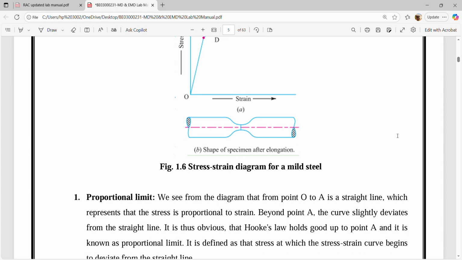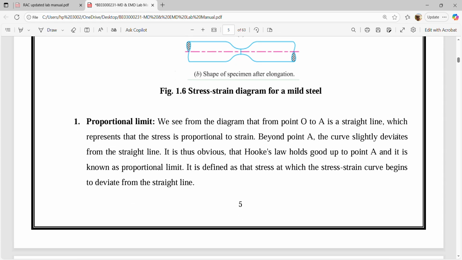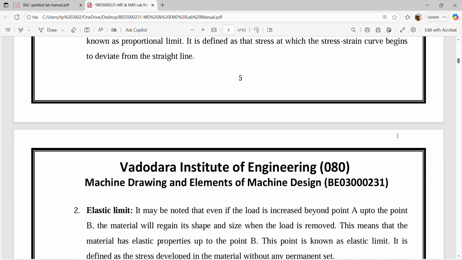Beyond point A, the curve slightly deviates from the straight line. It is thus obvious that Hooke's law holds good up to the point A, and it is known as proportional limit. It is defined as that stress at which the stress strain curve begins to deviate from the straight line.